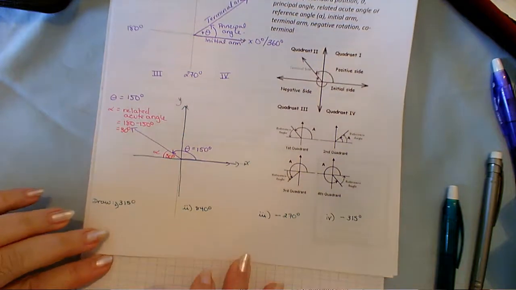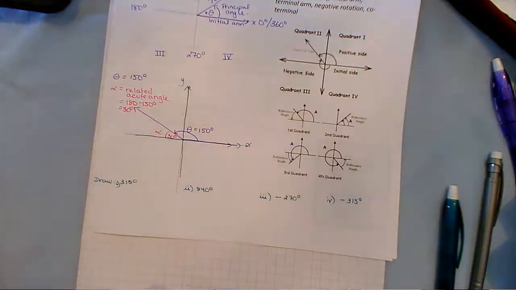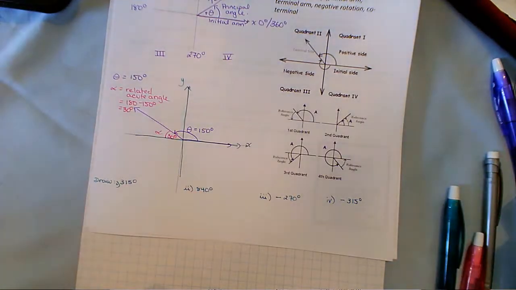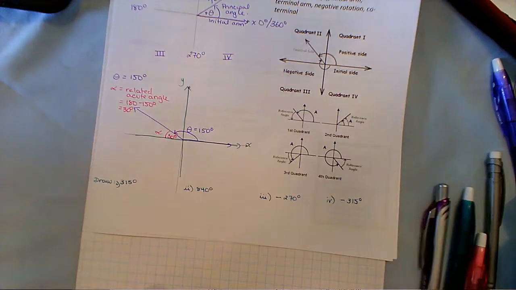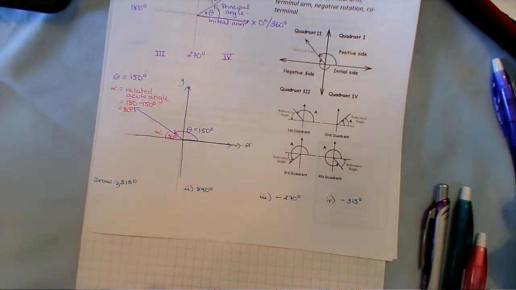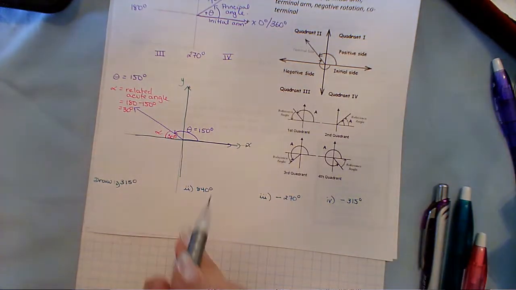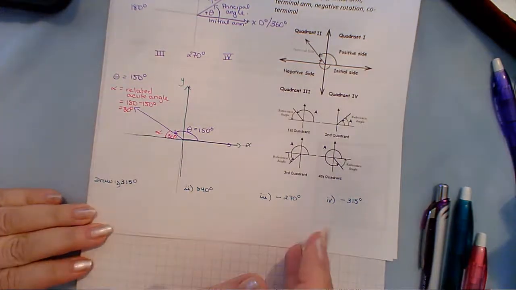So what I need you to do right now is to pause, and I want you to draw for me in standard position, labeling theta and alpha as required, 315, 840 degrees, negative 270, and negative 350. Okay, give those all a try, please, and then come back and check your answers. All right, let's see how you did.